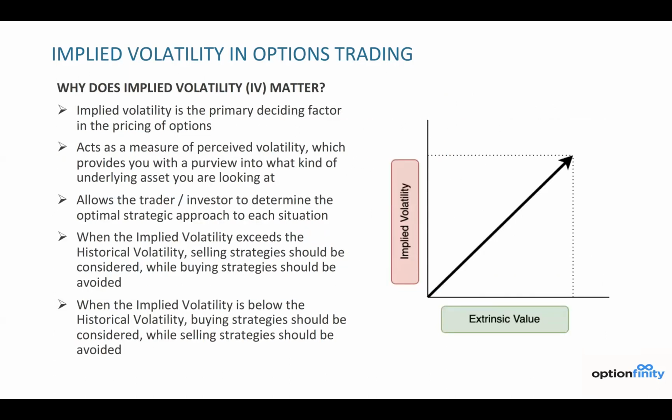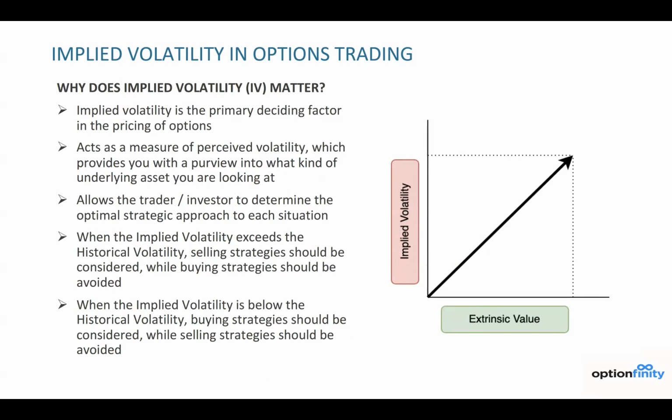Why does implied volatility matter? Well, it matters because it's the primary deciding factor in the pricing of options, right? If you analyze the various Greeks attached to an option, you have delta, gamma, vega, theta, and rho. Rho, the last one, not being so important, right? But you have delta, gamma, vega, and theta, right?